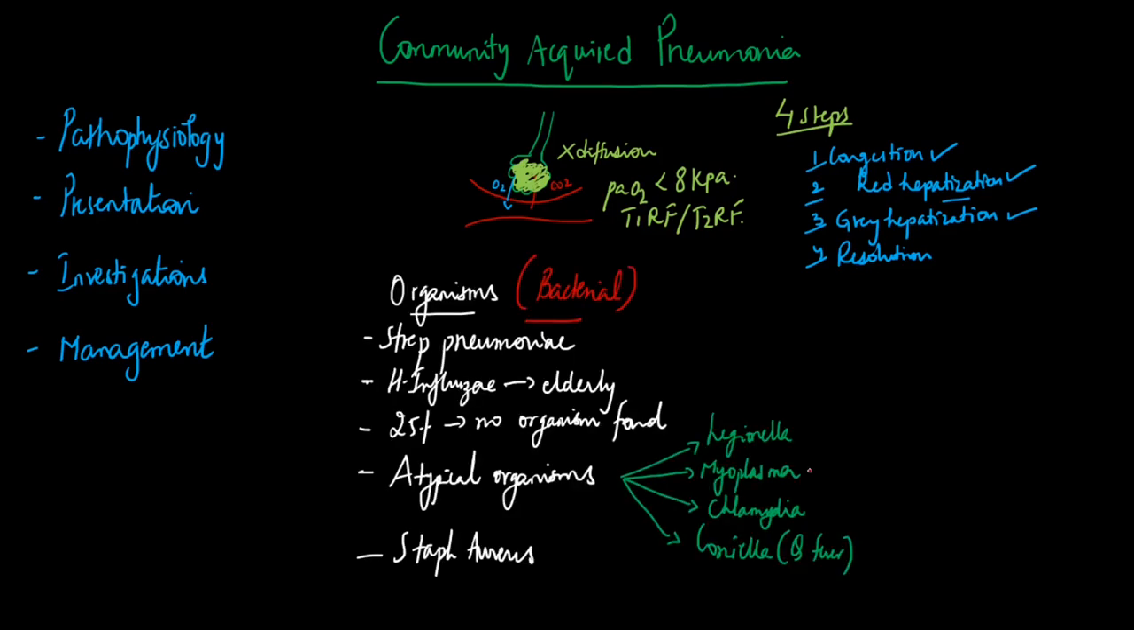Let's have a look at some of the organisms which cause community-acquired pneumonia. The first one, the most important one to remember, is Streptococcus pneumoniae. This is the most common cause. This is also known as pneumococcal pneumonia. And then Haemophilus influenzae. If you have an elderly patient, you can consider this organism as one of the causes.